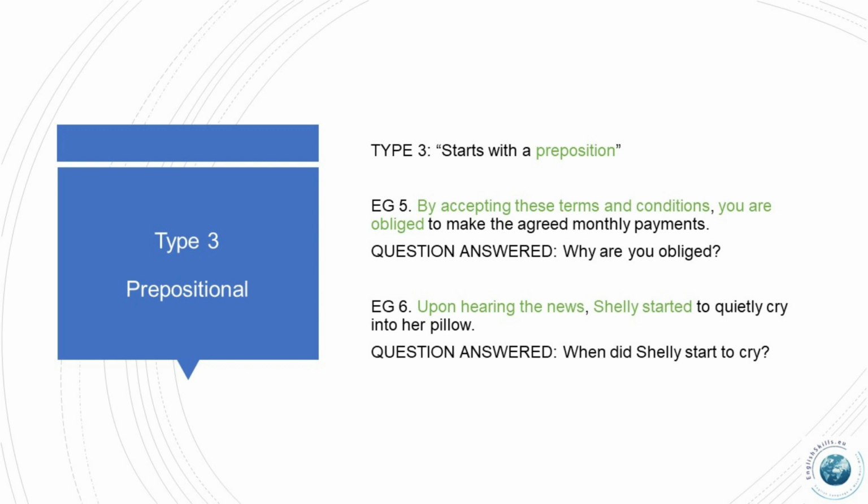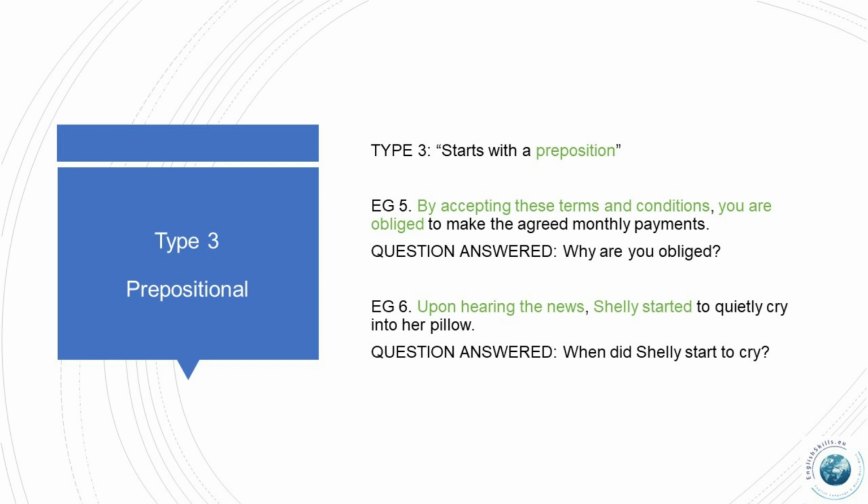By accepting these terms, what's the question being answered by this clause? Why are you obliged? Well, you're obliged because you've accepted the terms and conditions. We've got that information out of the way at the beginning. We put a comma and then we put the main subject so that we're not putting modification next to the wrong subject. We'll look at that in different examples.